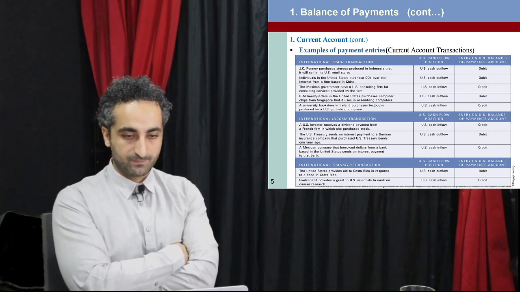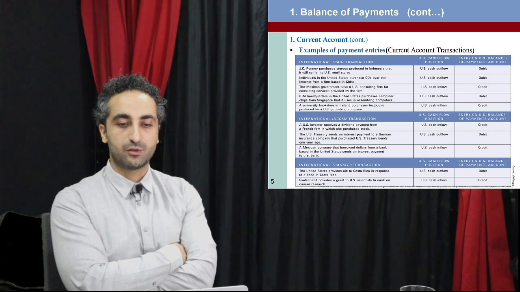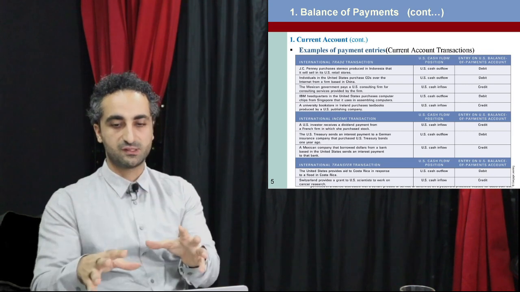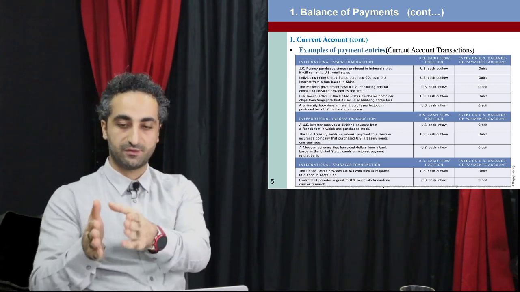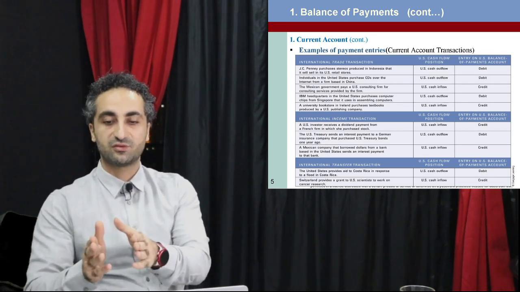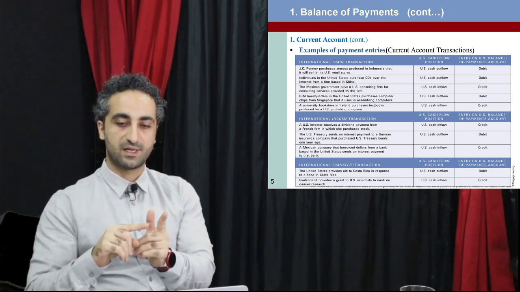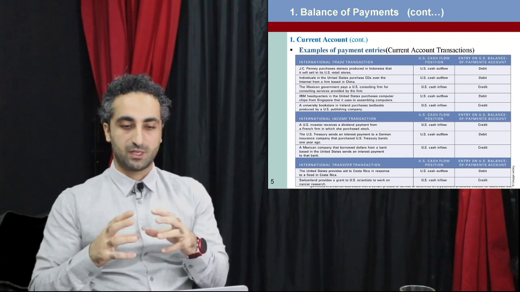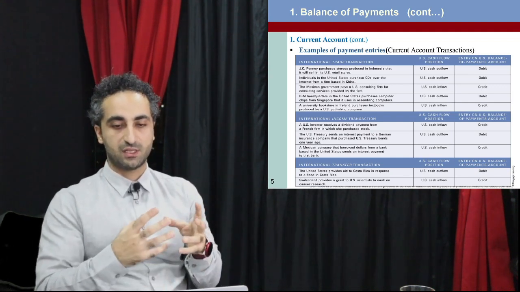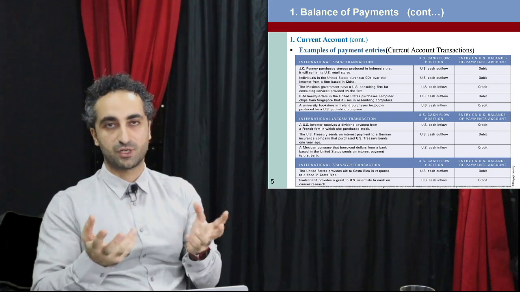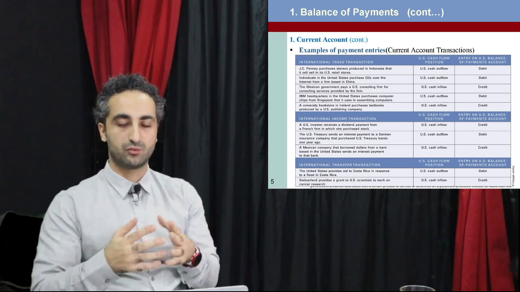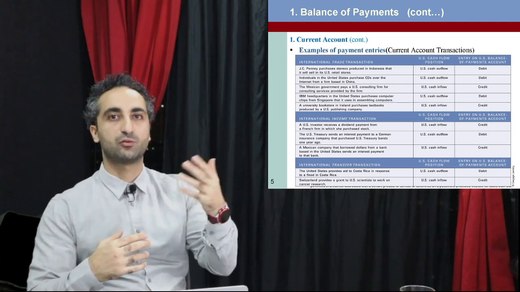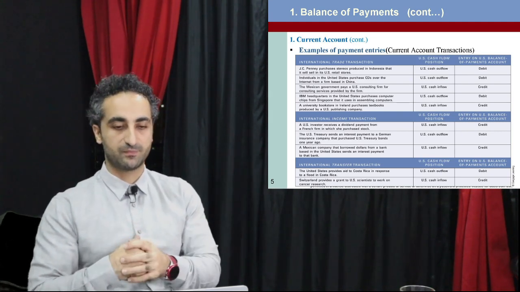Let's go through the details. J.C. Penney purchases stereos produced in Indonesia. So now we are US. This is US. Why? Look at the third column. You see entry on US balance of payments account. Okay. So an American company imports from Indonesia and sells it in the US. What's this? Debit, right? US cash outflow. We pay money to Indonesia.